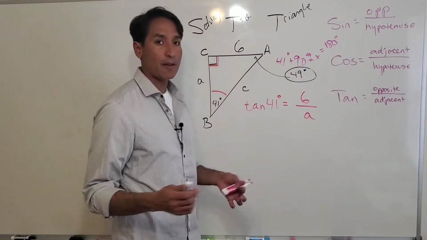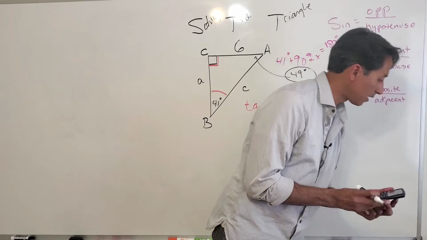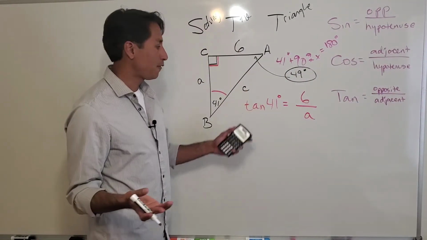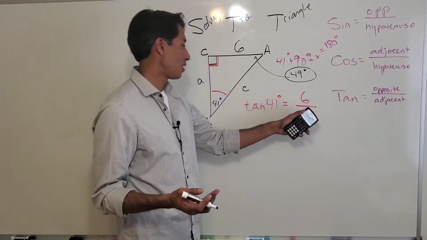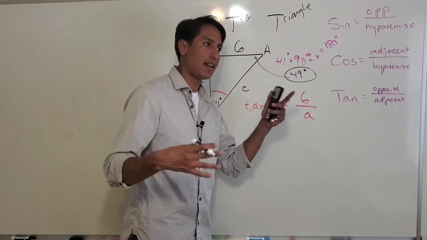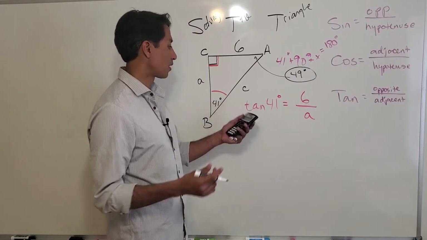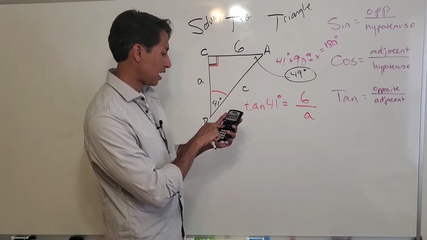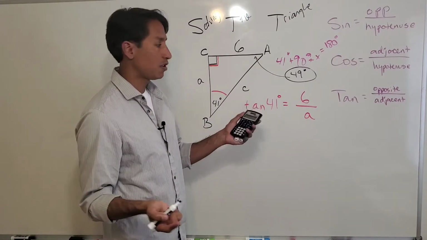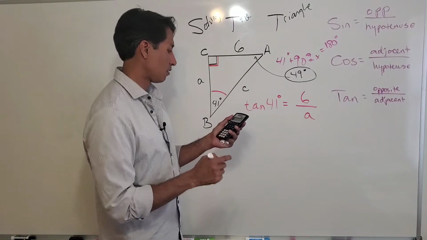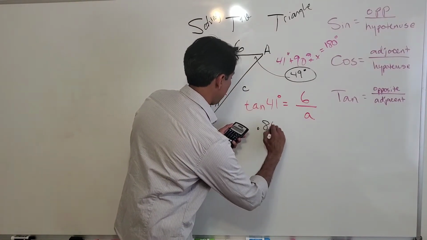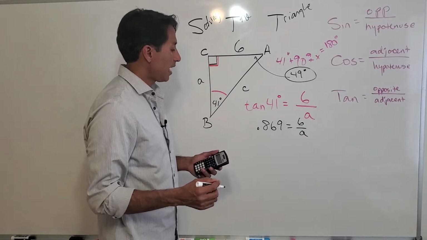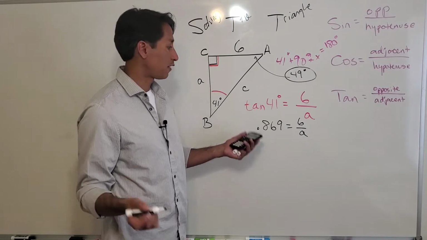Now this is where you need your calculator, because we're going to figure out what A is equal to. There are different methods. If you have a whole number and then a fraction, you could multiply both sides by A and then divide, or whatever you want to do. It's really up to you. So we have 41. On our calculator, I have sine, cosine, tangent buttons. You just push tan 41 equals, and I get 0.869, and then I have 6 over A. Now I need to solve for A.